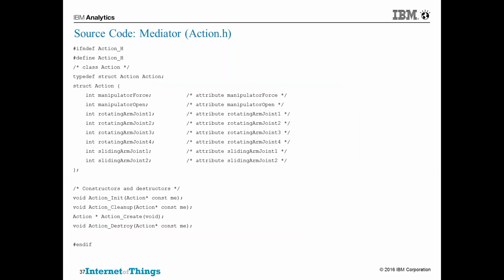So with an action, we see that it is just a simple struct. So again, this is a class where basically the data is the point of the class. So you've got the amount of force of the manipulator, whether it's open or not, or the degree of openness, and position of the various other joints in the robot arm.